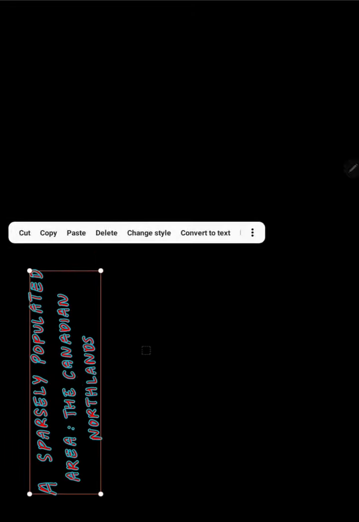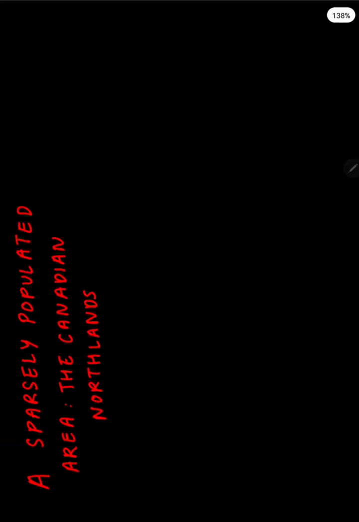So as all case studies go, I'm going to give background information and then causes, effects, and things like that. So firstly, I'm going to say that the Canadian Northlands are an area of North America, and they have a population density of less than 1% per kilometer.